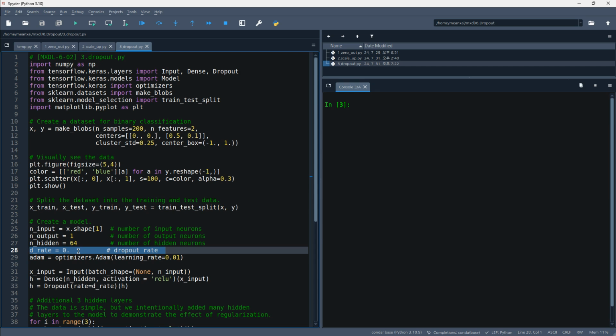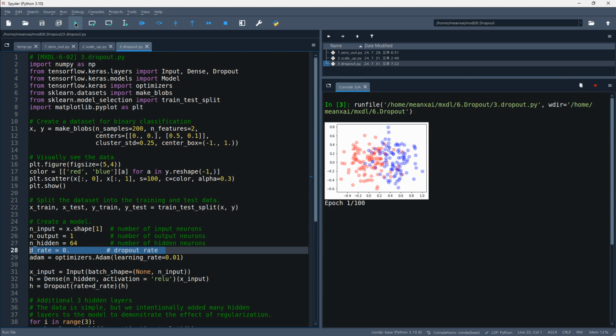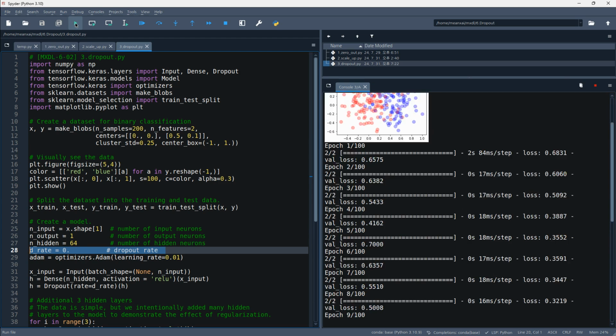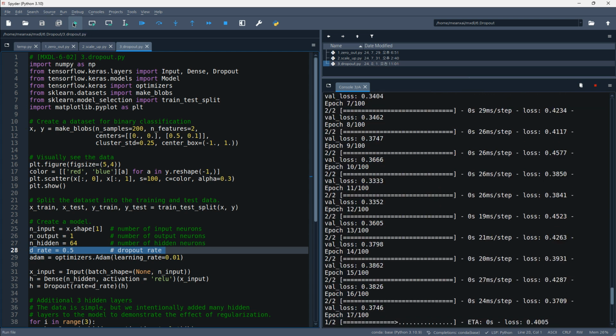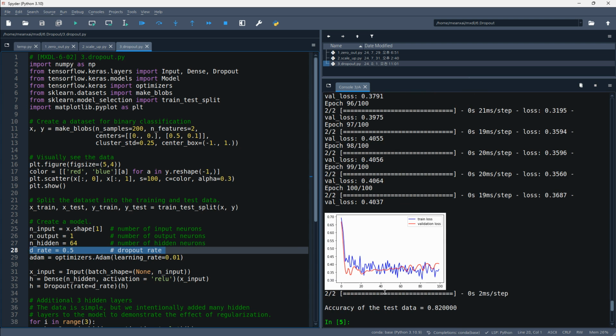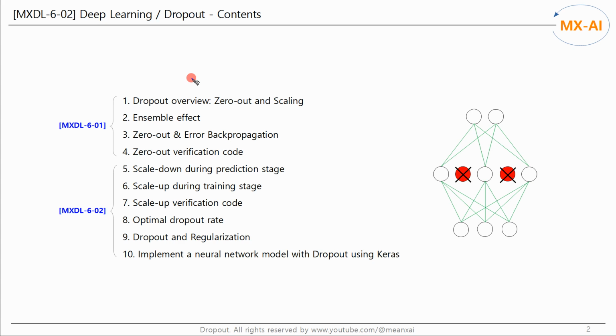First, let's not apply dropout. You can set the dropout rate to 0. You can see that overfitting occurs like this. This time, let's set the dropout rate to 0.5. You can see that this prevents overfitting. So far, we have looked at dropout in neural networks in 2 videos.